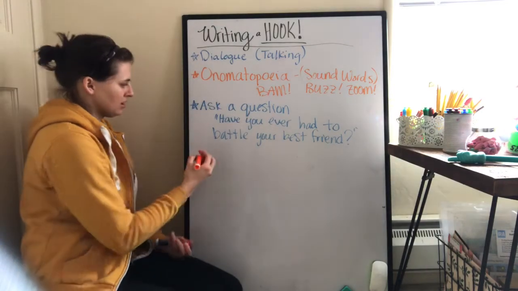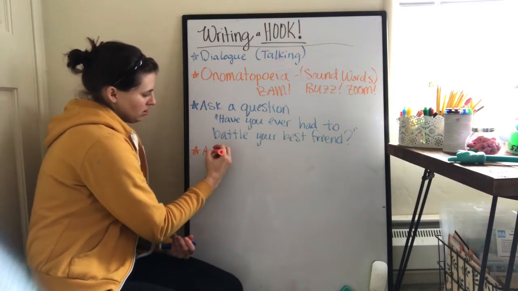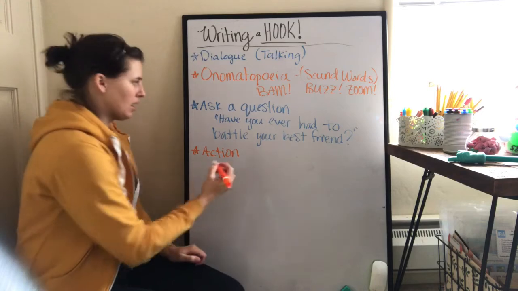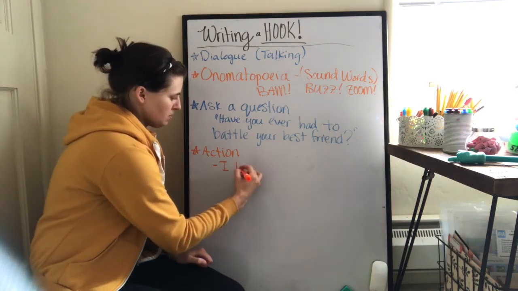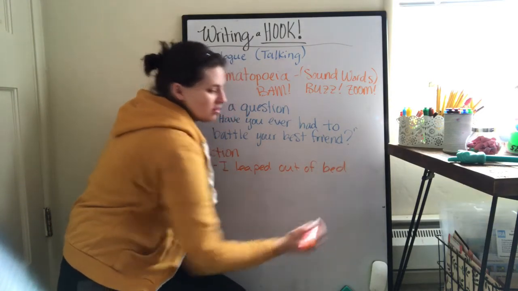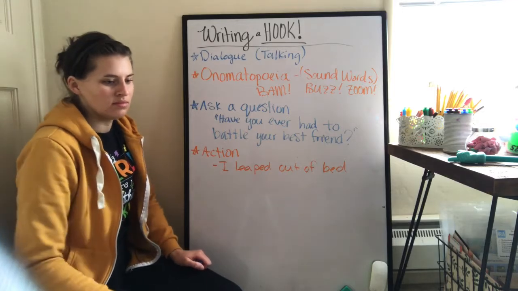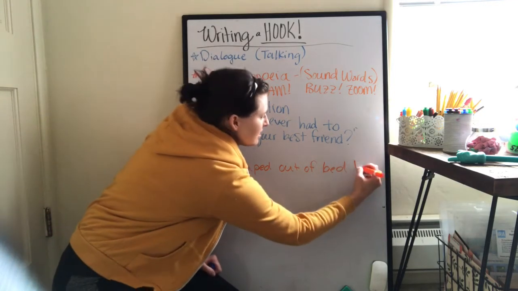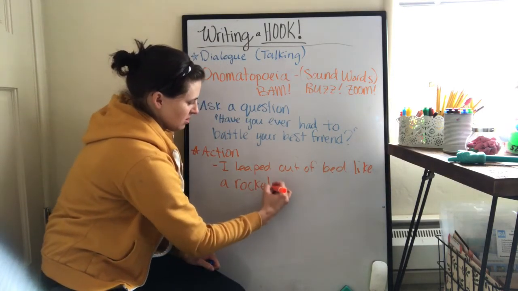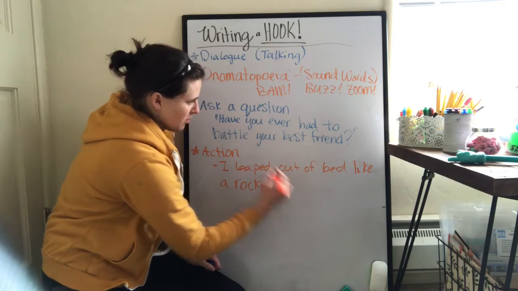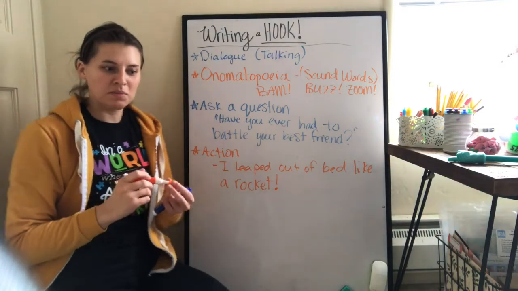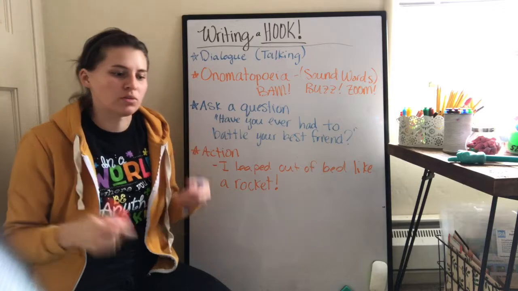It can be action. So kind of like what I said before, you can already start, like something's happening already. Like, I leaped out of bed like a rocket. That's fine. Now you're like, ooh, I wonder why he's leaping out of bed. And again, it gets your reader just interested in what you're writing about.